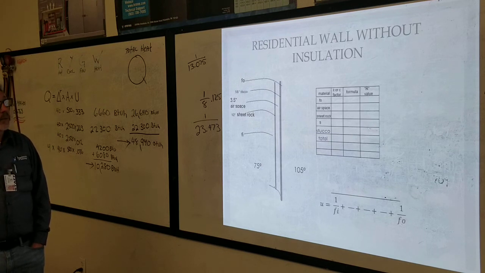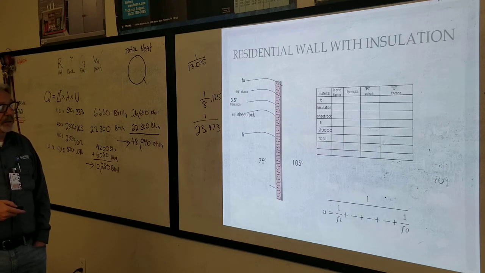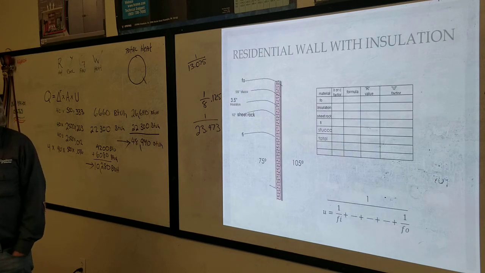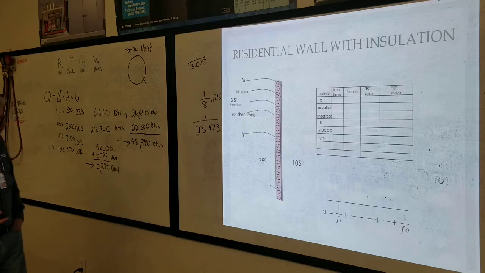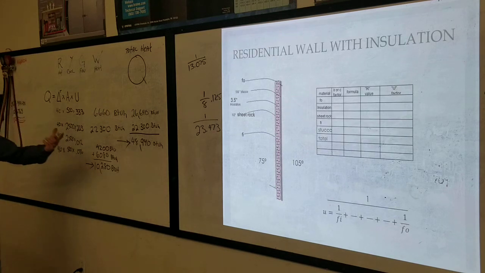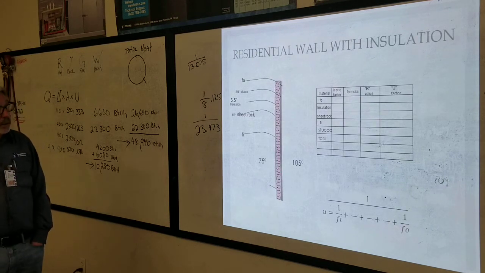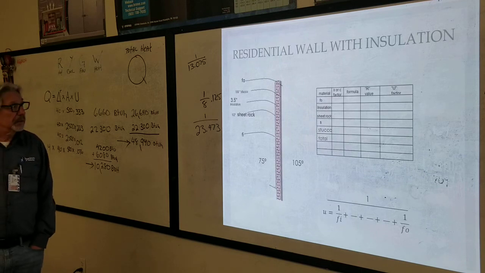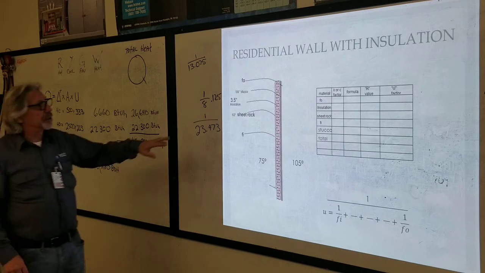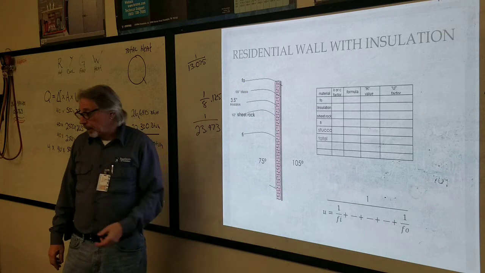And we can do the same thing with the residential, with and without insulation. We don't need to do that because it's gonna be roughly 4 times the amount of heat transfer without insulation. Okay? But on some of this, you got 5/8 inch stucco.